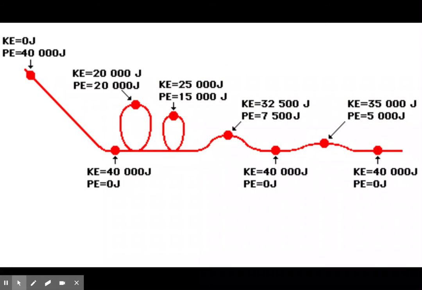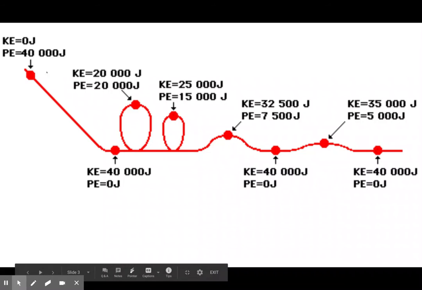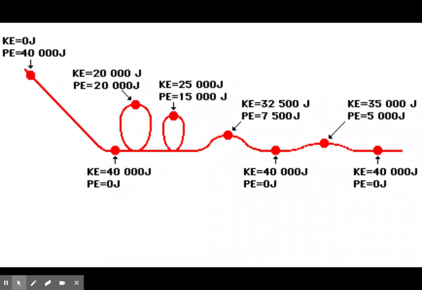So if we look at just in terms of KE and PE, not worry about 1/2 mv squared or mgh, if we go throughout this system, it starts out 0 plus 40,000 equals 40,000. At this point, we've got 20 plus 20,000, again, equaling 40,000. So everywhere along the path, adding these together is going to give me 40,000.